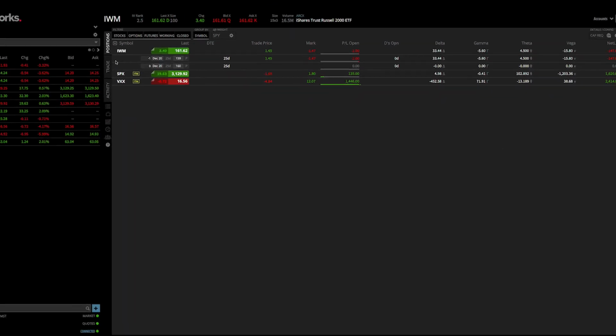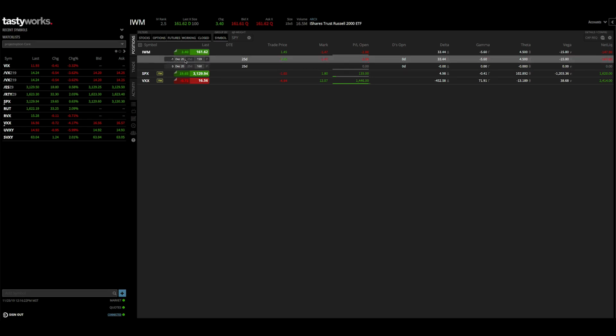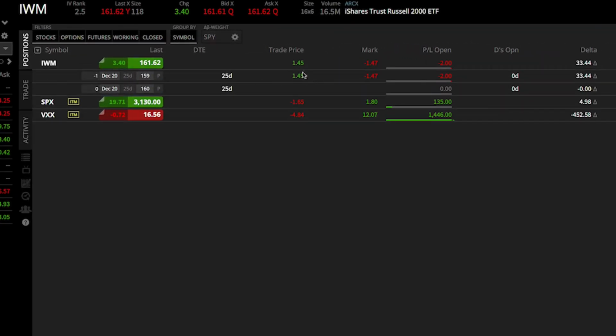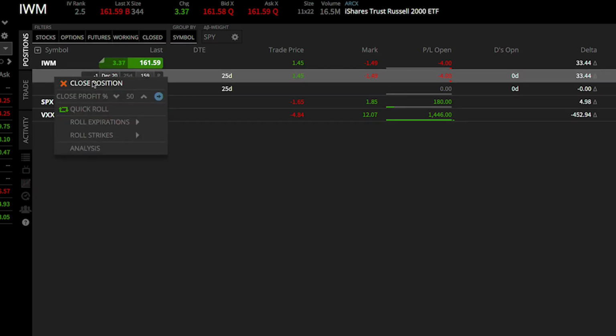So I'm going to go to my positions tab, and I can see here it says -1 on the 159 put that expires in December 2019 with 25 days to expiration. So the trade price is what I entered the trade for, and that's $1.45, and the mark is $1.48, which gives me a P&L open of -$3. That's because since the option price increased by $3 from my entry price, I have a $3 loss. So if I go ahead and try to buy this option for $1.48, I will secure the $3 loss, and I'm going to go ahead and do just that.